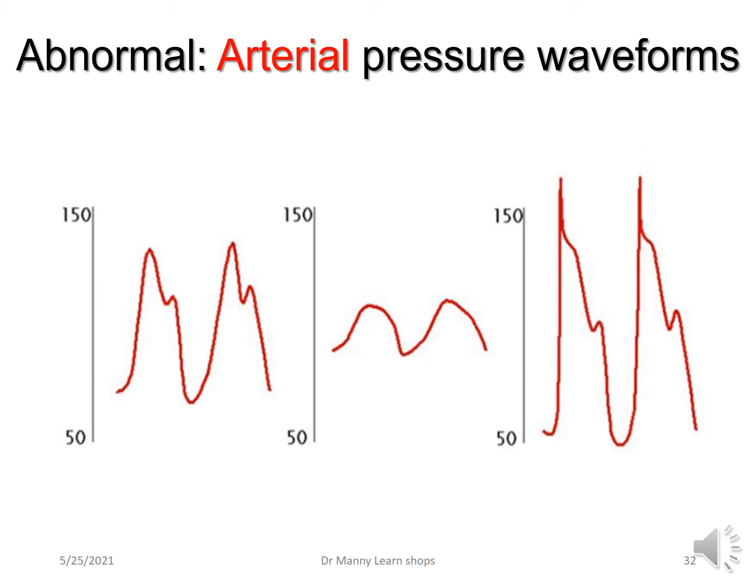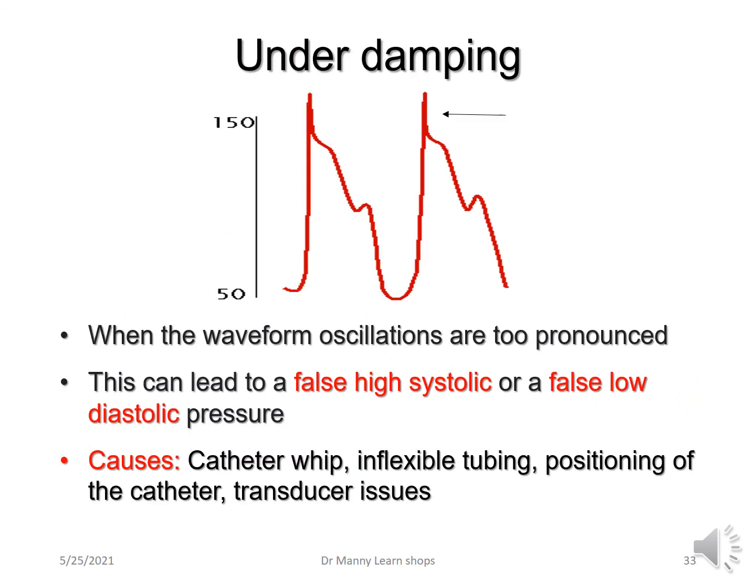When we look at abnormal arterial blood pressure waveforms, these are some examples, and just a few. So you've got underdamping. Underdamping is when the waveform oscillations or the images are too big. They're too pronounced. They're too overdone. And this can lead to false high systolic blood pressures or false low diastolic blood pressures.